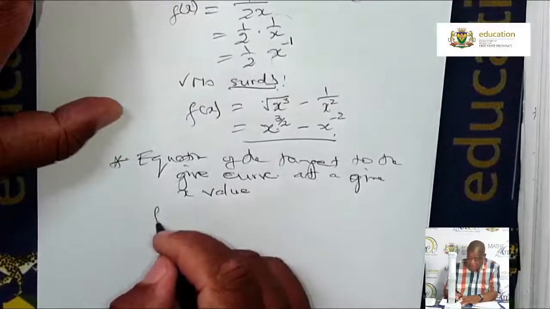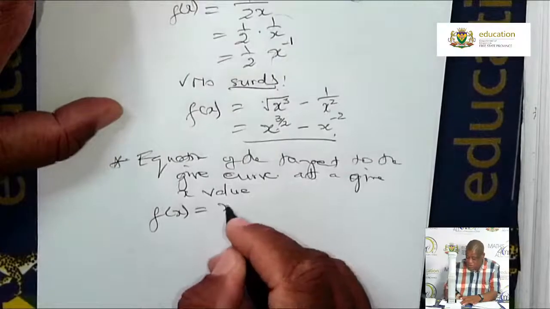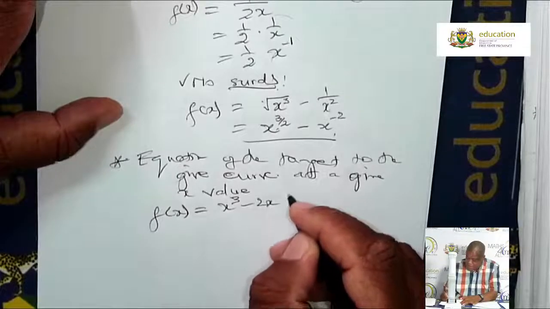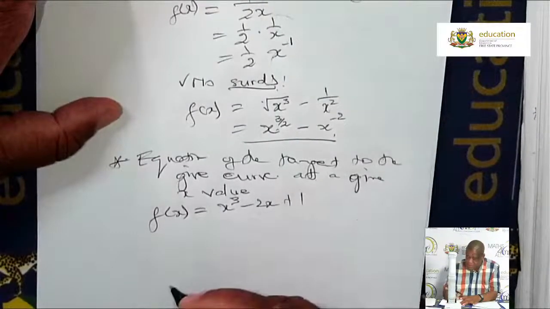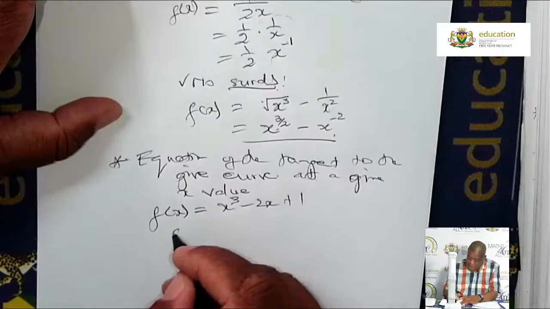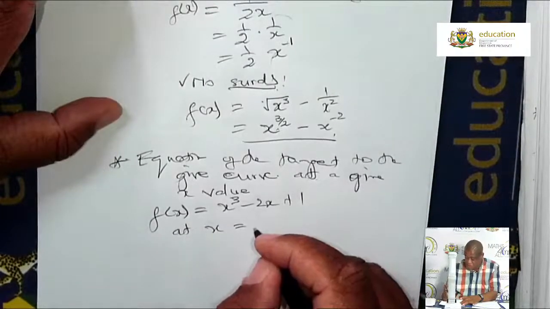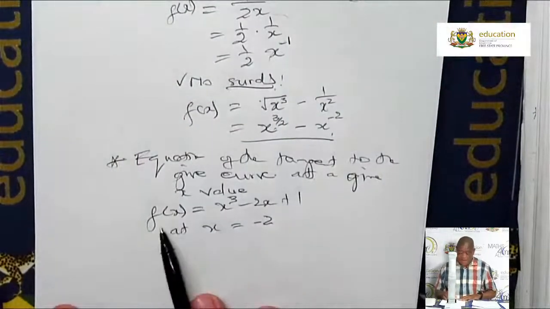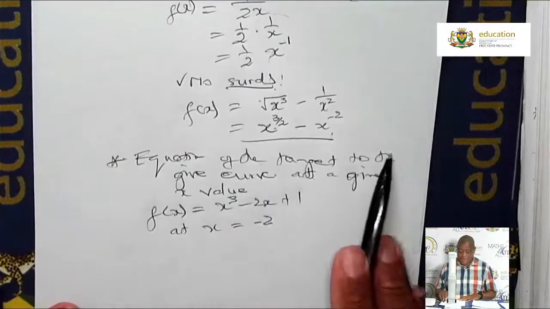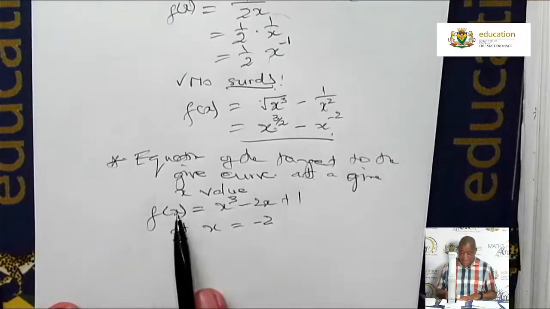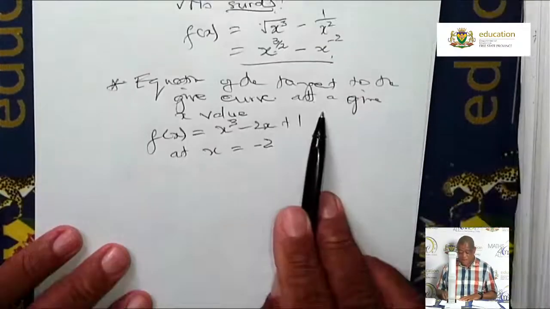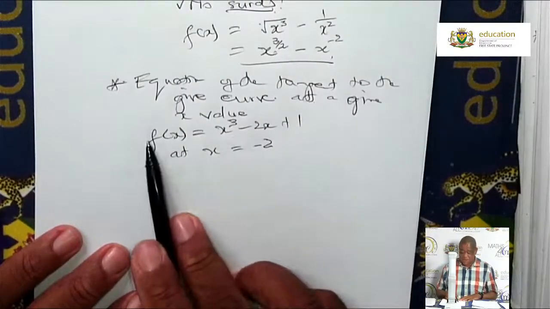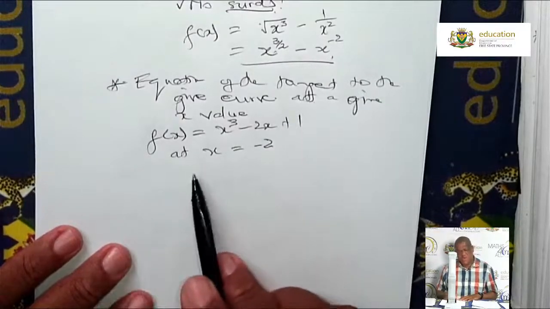They can tell you f of x is equal to x to the power 3 minus 2x plus 1. This is the function, and at x equal to minus 2, they say to you, find the equation of the tangent to this curve. f of x equal to x cubed minus 2x plus 1, at x equal to minus 2. Then please let us not force ourselves to draw the graph and show the tangent.